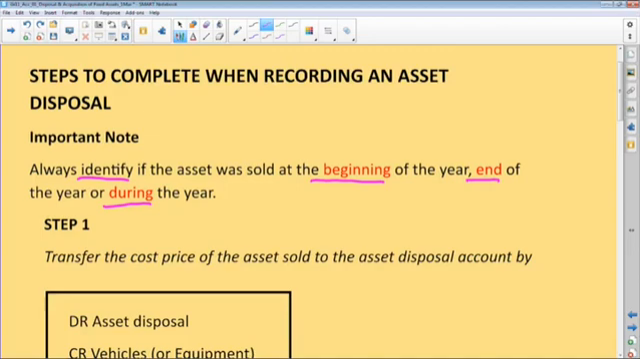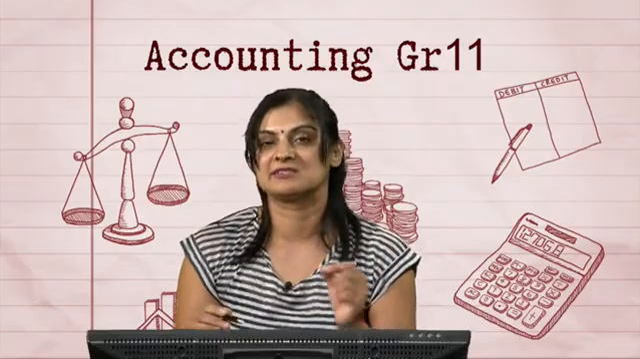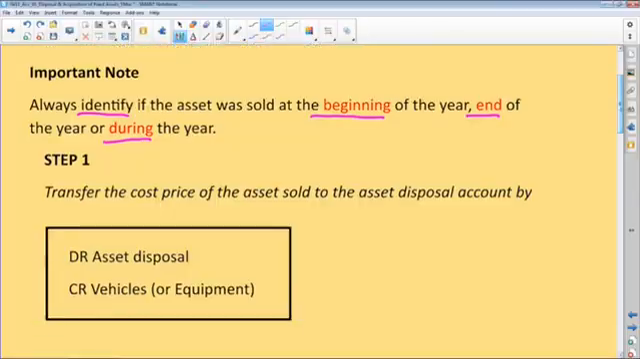And when we go to step 2, I will explain this further. So for now, I want you guys to bear that in mind. Always remember, when is the asset being sold? Okay, right, let's look at step 1. Step 1 wants me to transfer the cost price, which we spoke about earlier. So transfer meaning I'm taking it out of either vehicles or equipment. So let's assume that's vehicles account. So I'm transferring from my vehicles account the cost price, and I'm transferring it to a new account called asset disposal. So how do I do this?